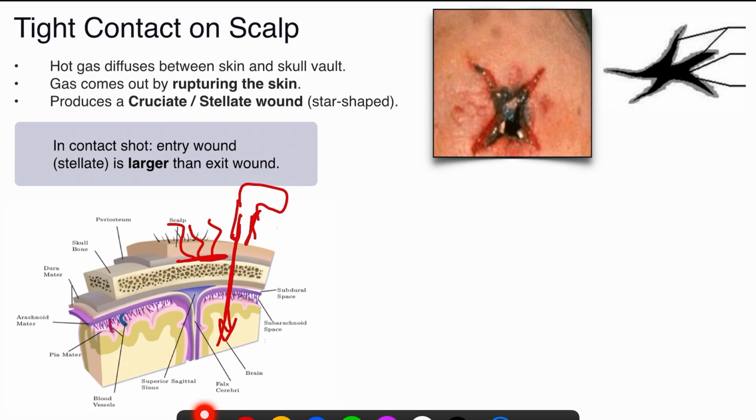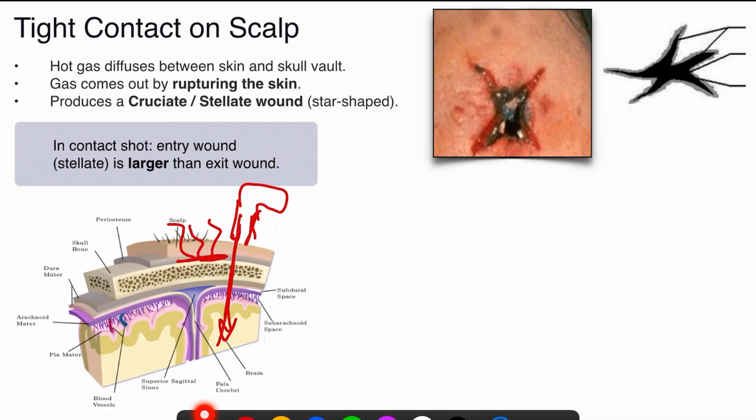So the hot gas diffuses between the skull vault and the skin. So gas is diffusing and breaking the skin and coming out, right? So in a contact shot, this is the only shot where the entry wound will be larger. Why? Because of this phenomenon, the gas going and destroying the skin.